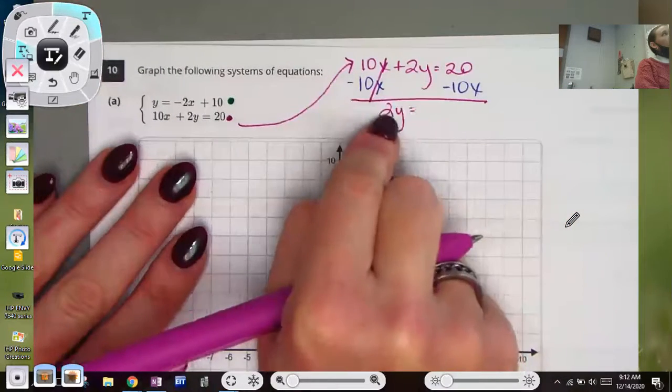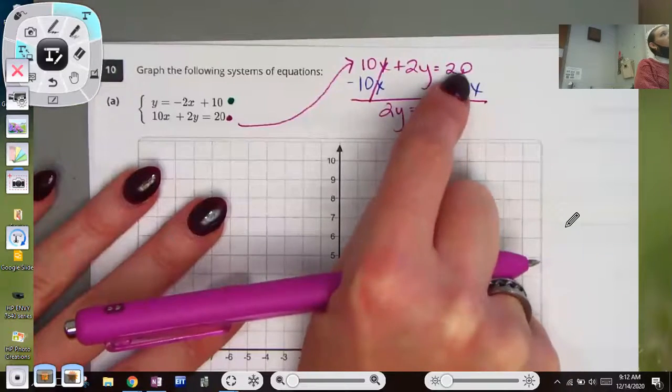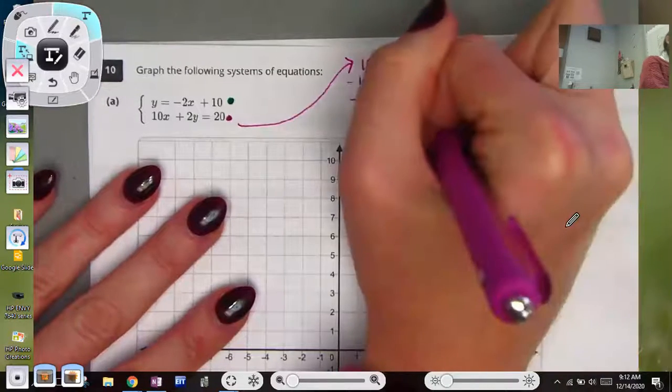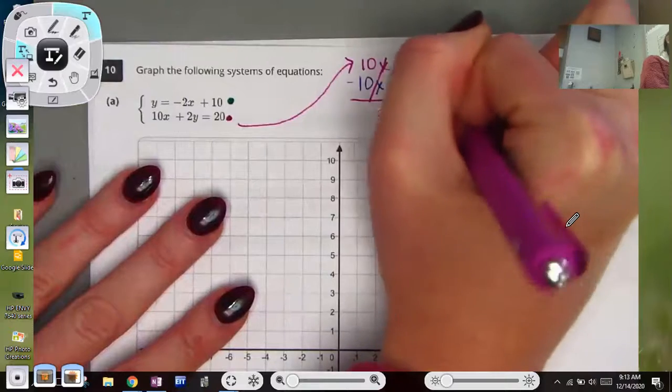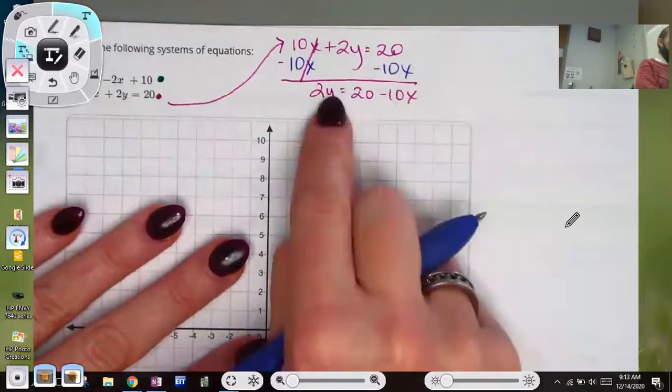Bring it down. All right, so can I combine these two terms? No. So I have 20 minus 10x. Am I done? No, I've got to get that y all the way by itself.